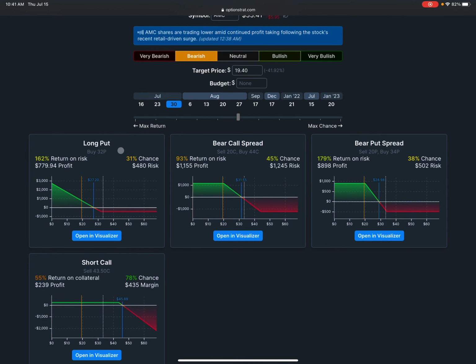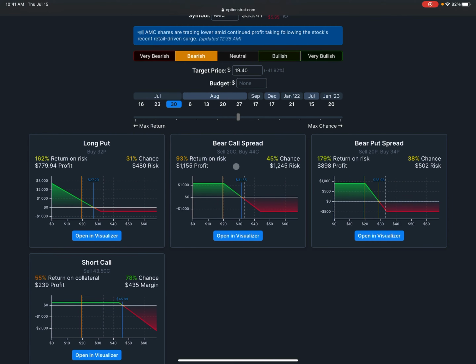What are the chances of you actually profiting? There's going to be a 31% chance. So the chance of you making money on this play is not very high. And how much are you risking? How much premium are you paying for it? It's going to be $480.